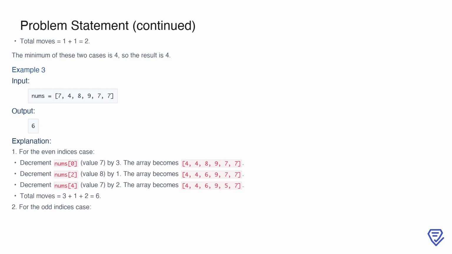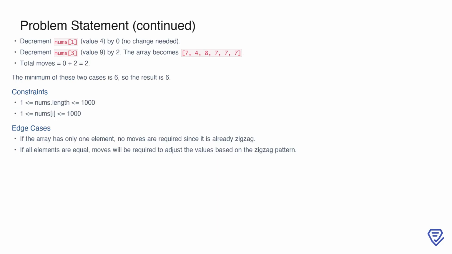For the odd indices case, we decrement index 1 by 0 as no change is needed, and decrement index 3 by 2 to make it 7. This results in a total of 2 moves. When comparing the two strategies for the third example, the minimum number of moves required is 6.